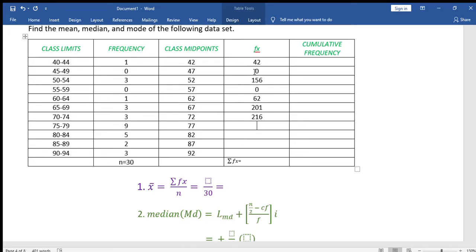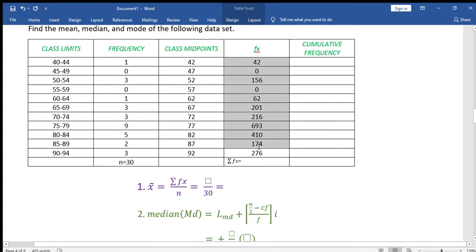77 times 9 is 693. Then 82 times 5, that's 410. Then we still have the last two. 2 times 87 is 174. Then we have 3 times 92. We have got the result, which is equal to 276.